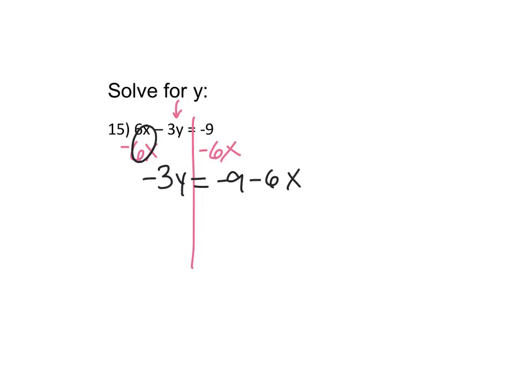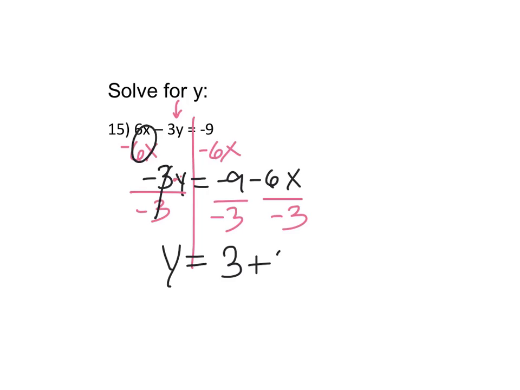To get the negative 3 and the y separated, we're going to want to divide, because whenever a variable has a coefficient, multiplication is implied. So the inverse is to divide. Every single term is going to be divided by that coefficient of negative 3. The negative 3 is reduced out to a 1, leaving us with 1y is equal to a positive 3 plus 2x, because a negative divided by a negative is a positive.